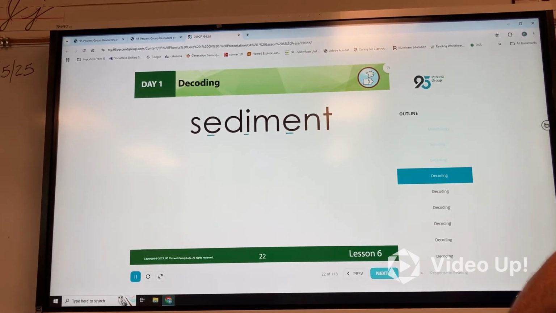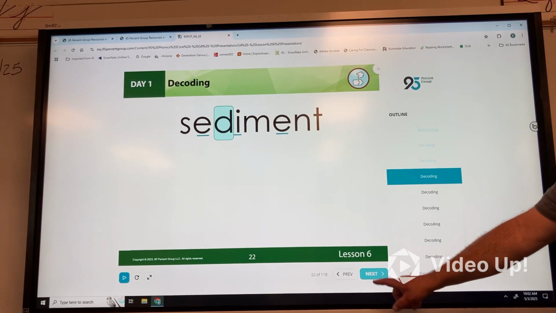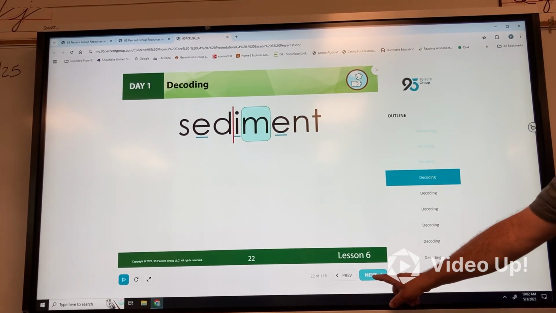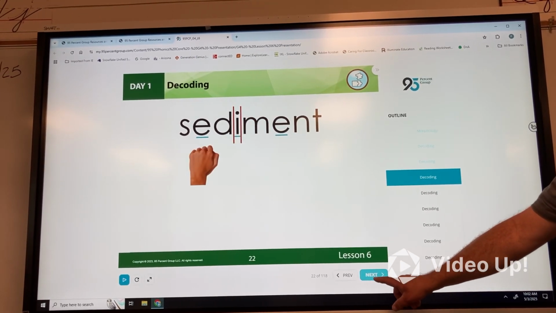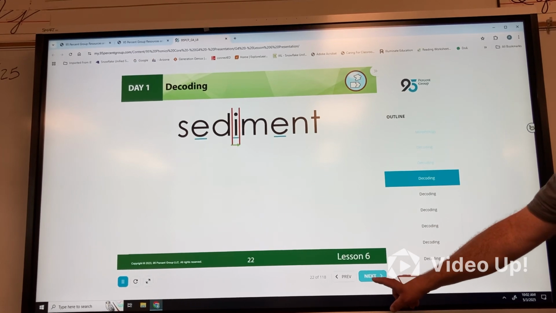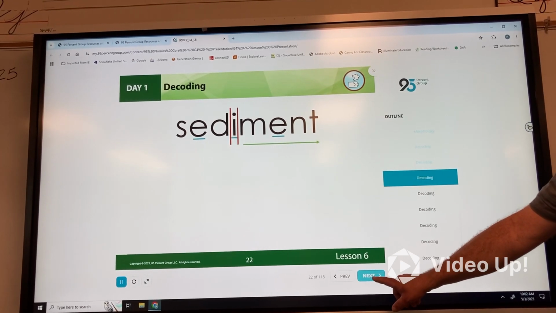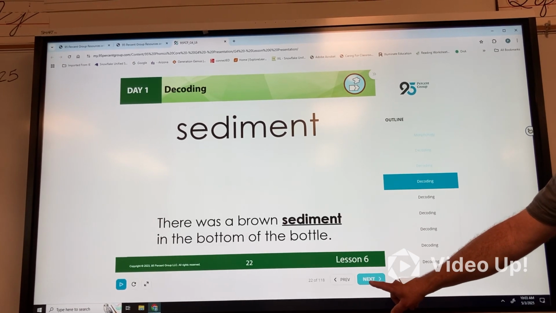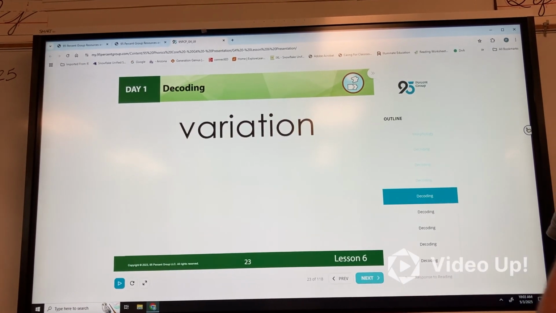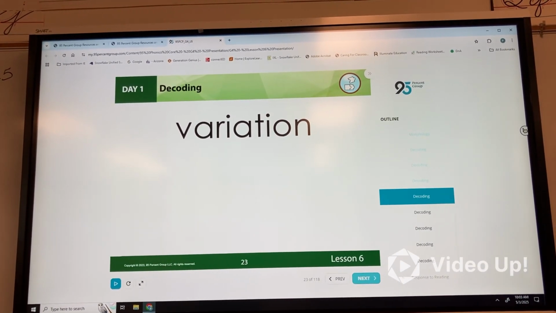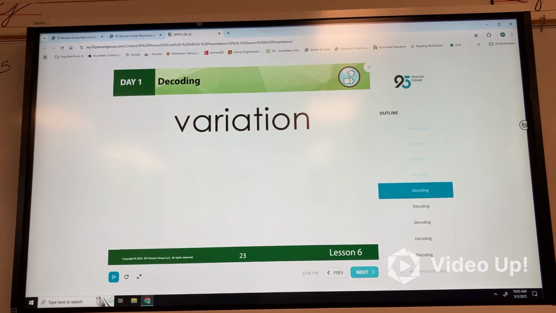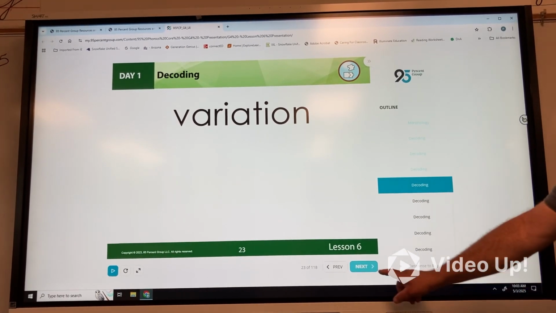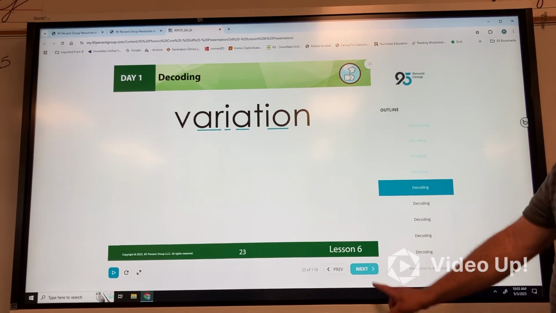Sentiment does not illustrate the vowel R concept, but it does help the students in their reading. Once again, we go through the same process of identifying vowels and the various symbols of those syllables. And here's another example. This word, which is one of their weekly words, is variation. Variation does exemplify our vowel R pattern.